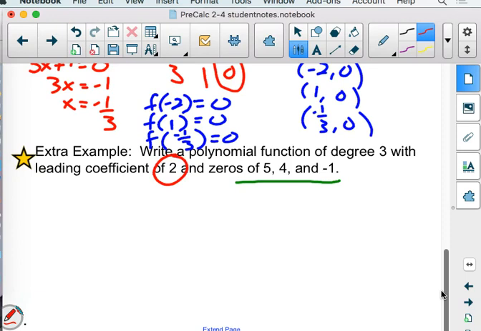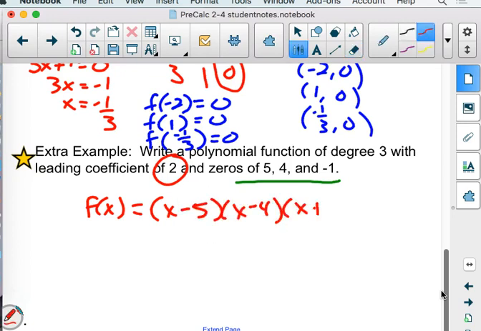What do you mean leading coefficient of 2? We've always had a leading coefficient of 1 before. Well, then use your algebra instincts and say, this is how I know I would start. I would have to use these as my zeros. I've got a label that says polynomial function, so f of x, g of x, whatever. But I'll have x minus 5, x minus 4, and x plus 1.